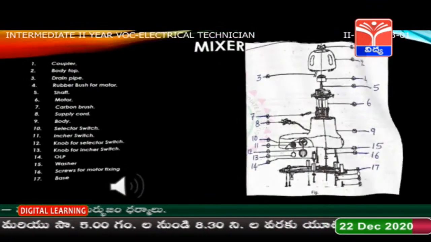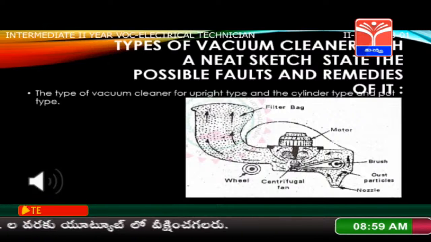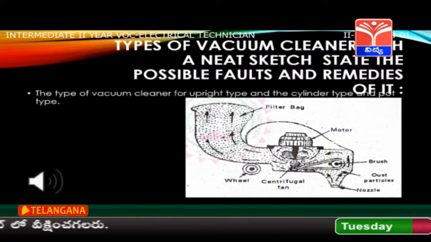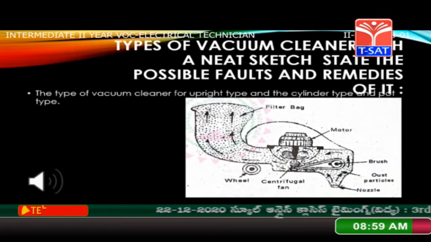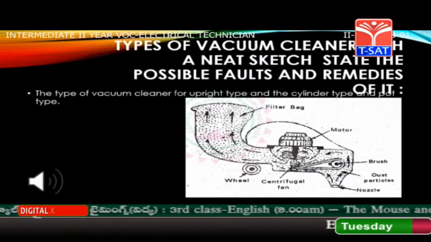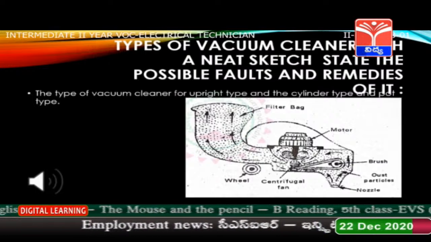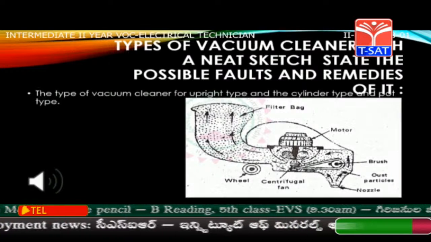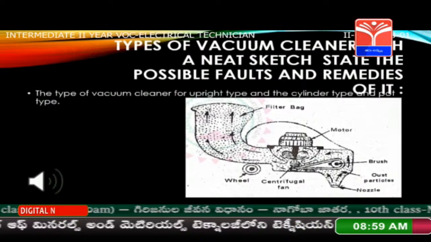Vacuum cleaner. A vacuum cleaner is used to clean the dust. It consists of a universal motor, a suction fan, a nozzle for collection of dust, a container to accumulate dust particles, and a power cord with plug for the supply. Mostly there are two types: one, upright type; two, cylinder and pot type.